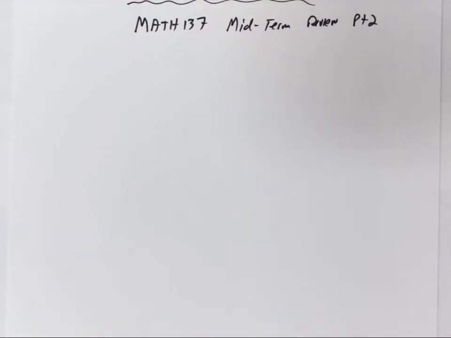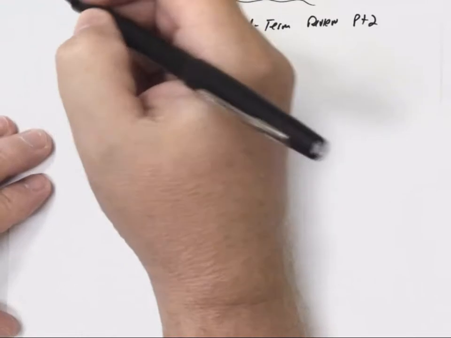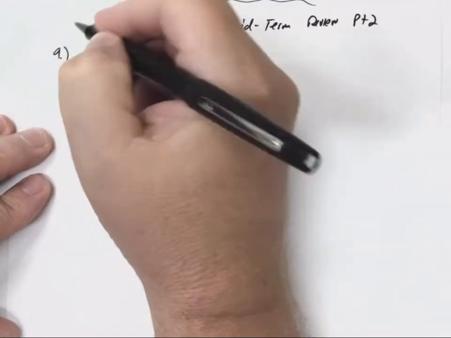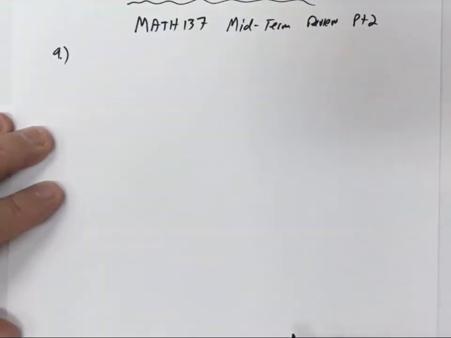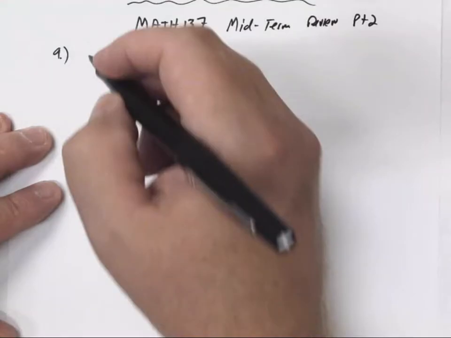Okay, here's our second video, or we could say part 2, working through the review problems for the midterm exam for Math 137. We're ready now for number 9. Now number 9, you should have access to these problems also.